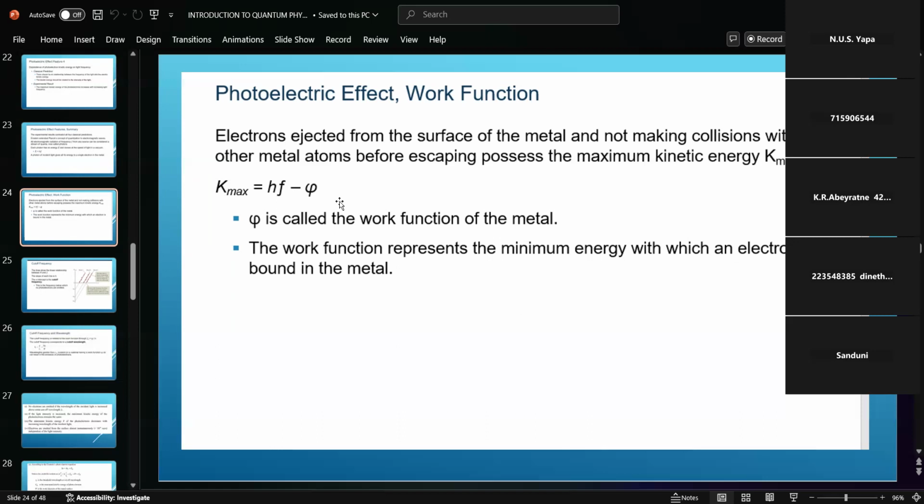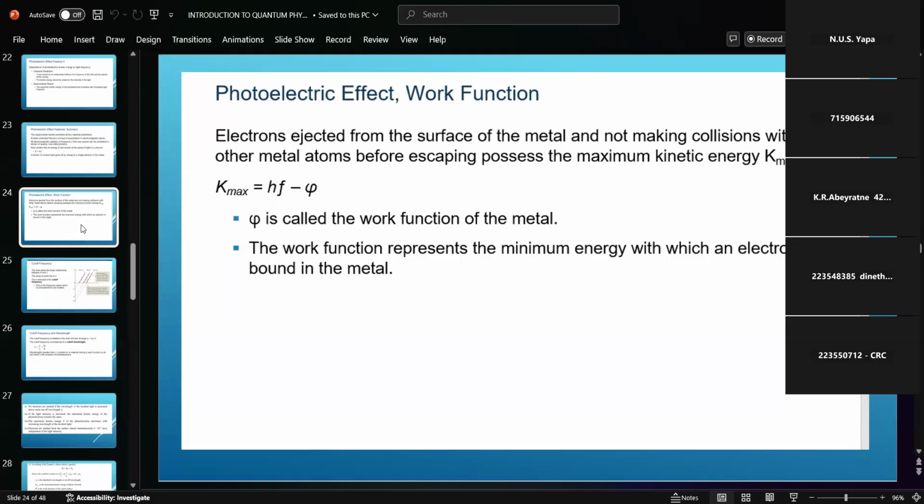The psi naught is called the work function, right? And the useful notations: we can write this equation on page number 21, equations 2.2 and 2.3. Kinetic energy maximum, EK max, is equal to hf, h nu, where nu is the frequency, minus phi naught. Phi naught is the work function of the metal, right? The work function represents the minimum energy with which an electron is bound in the metal, right?